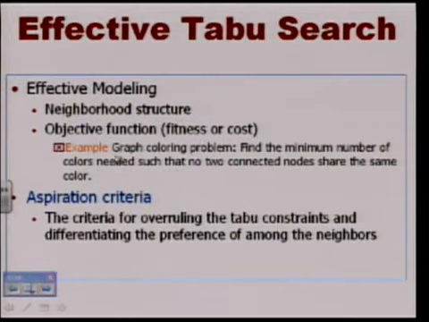For example, if we solve some problem, like a graph coloring problem, which is to find the minimum number of colors needed such that no two connected nodes share the same color. Is that problem clear? If you have a graph with many nodes being connected to each other, you want to find one possible way to color these nodes so that no two connected nodes share the same color, and you use the minimum number of colors to achieve that.